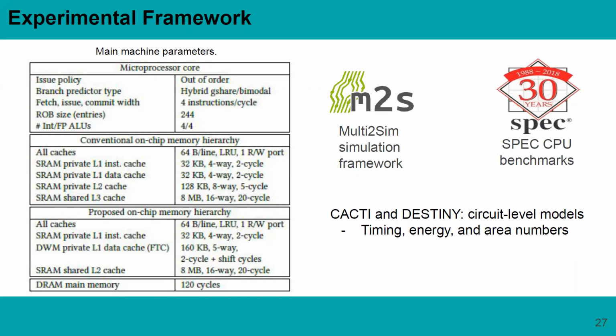In contrast, the proposed memory hierarchy where the FTC design is used consists of only 2 levels of cache. There's a private SRAM L1 instruction cache with 32 kilobyte 4 ways and a 2-cycle access time, a private FTC L1 data cache with 160 kilobyte 5 ways and a variable access time ranging from 2 to 4 cycles. And finally, the L2 cache is an 8 megabyte 16-way and 20-cycle access time shared among the 4 cores.